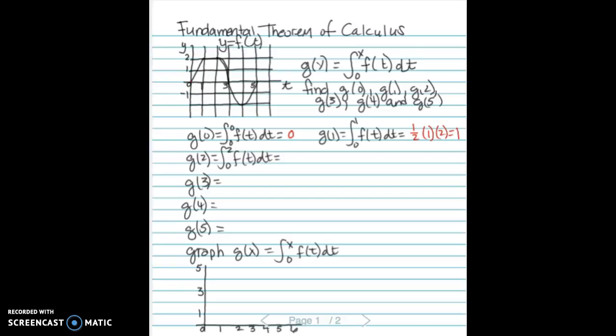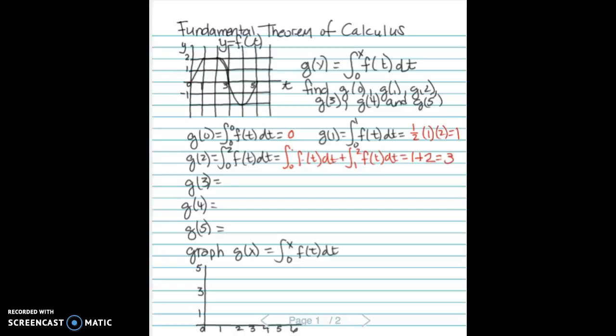Okay. When we go to look at g of 2, we're working on the integral from 0 to 2 of f of t dt, which is actually equal to the integral from 0 to 1 of f of t dt plus the integral from 1 to 2 of f of t dt. Now, g of 1 was 1, and we notice that when we go to t equals 2, we have 2 more boxes. So we've got 1 plus 2, and that equals 3.